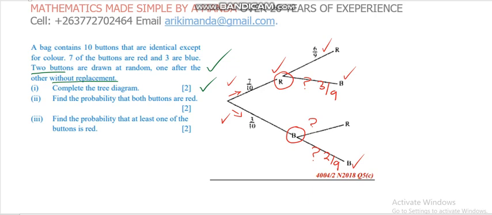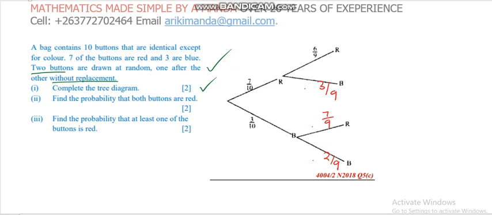In the same vein, probability of getting a red button, given that the first one set aside is blue: the number of red buttons remain untouched. They remain the same. It's 7. Probability 7/9. This is fairly easy. We have written all the information that was required of us, writing the missing probabilities. Let's proceed to the next question.